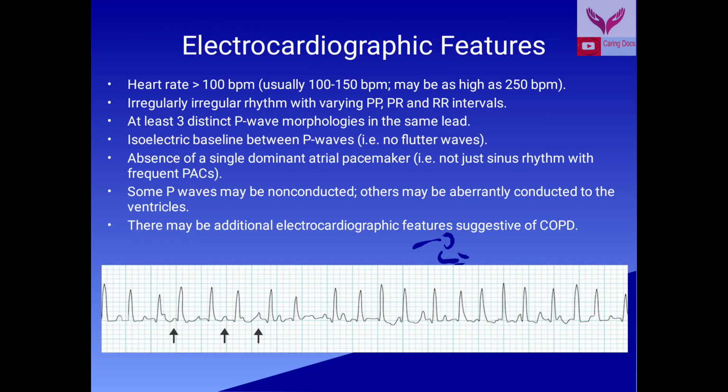The ECG features: heart rate is usually more than 100 beats per minute, usually between 100 to 150 beats per minute, and it can go as high as 250 beats per minute. We get an irregular rhythm with varying PP, PR, and RR intervals. We can get at least three distinct P wave morphologies in the same lead. Isoelectric baseline between P waves. There are no flutter waves.